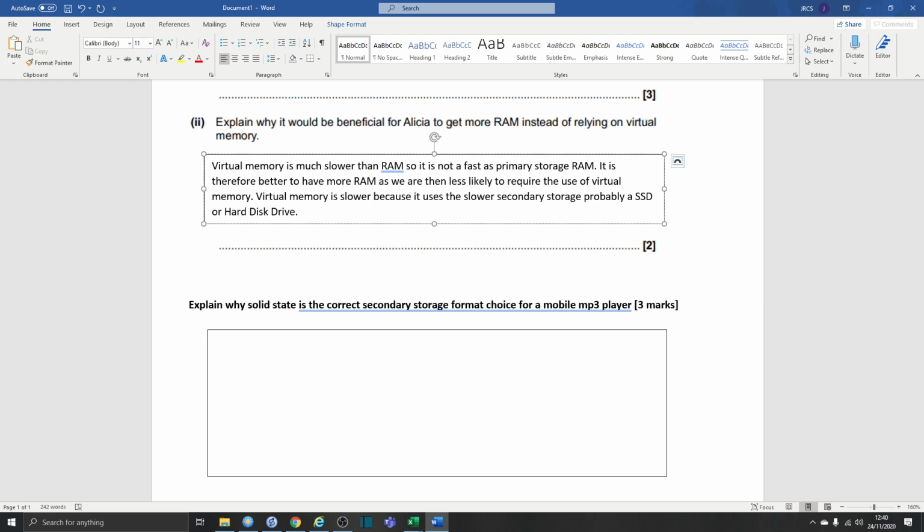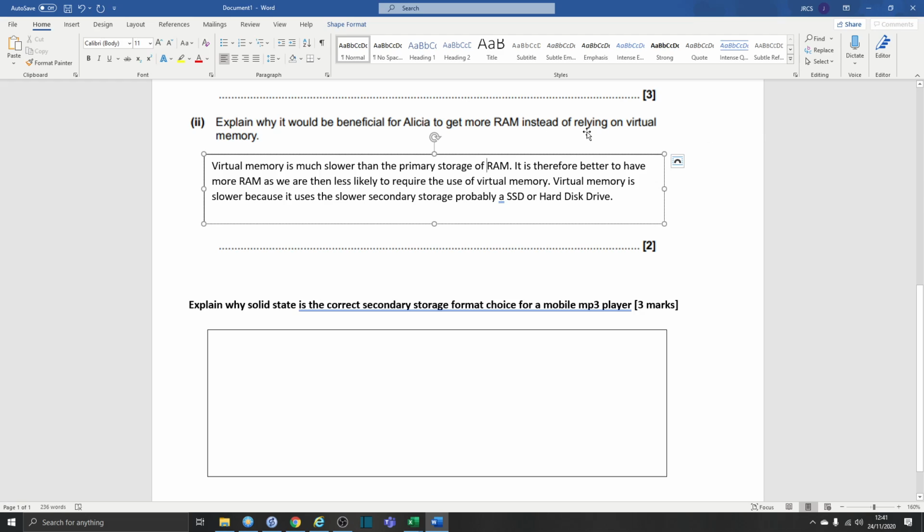There we go. So virtual memory is much slower than RAM, so it's not as fast as primary storage RAM. Actually, that's a terrible sentence. It's much slower than the primary storage of RAM. There we go. It is therefore better to have more RAM, as we're less likely to require this virtual memory.